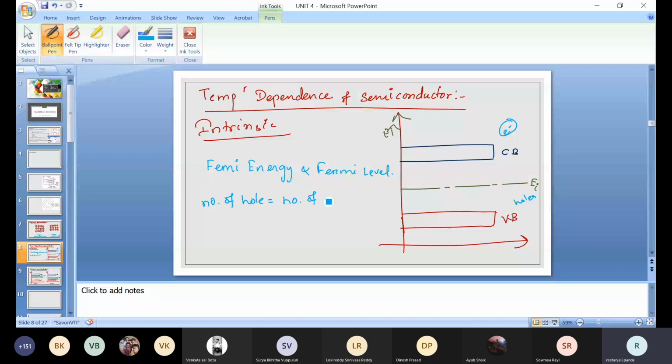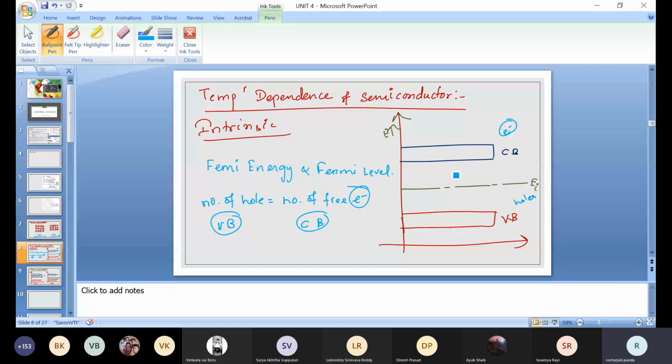Okay, so we can see this number of holes in the valence band, and this number of free electrons in the conduction band. That means at room temperature or absolute zero temperature, there will be no free electron available and no hole available.